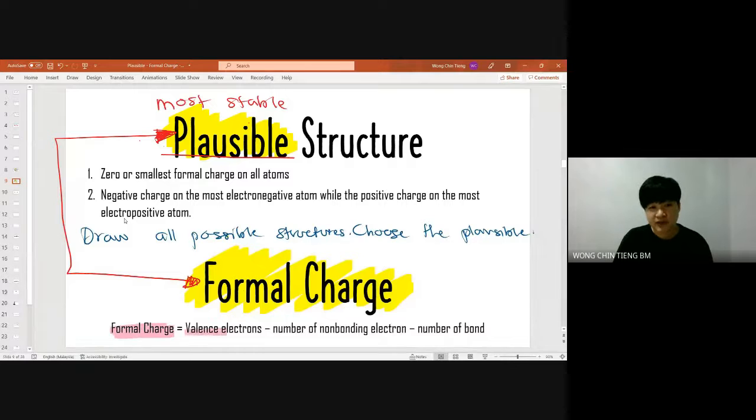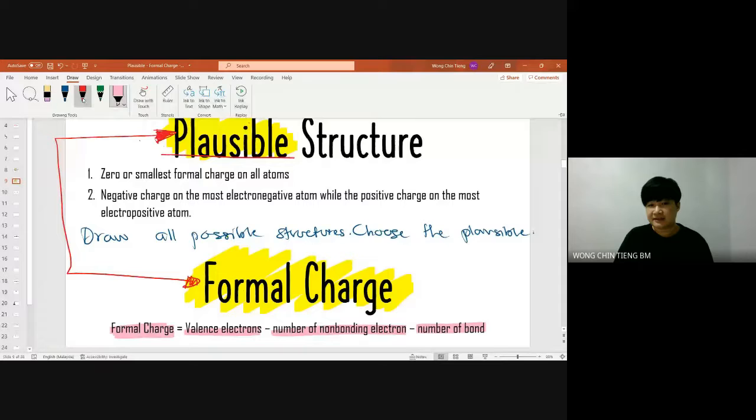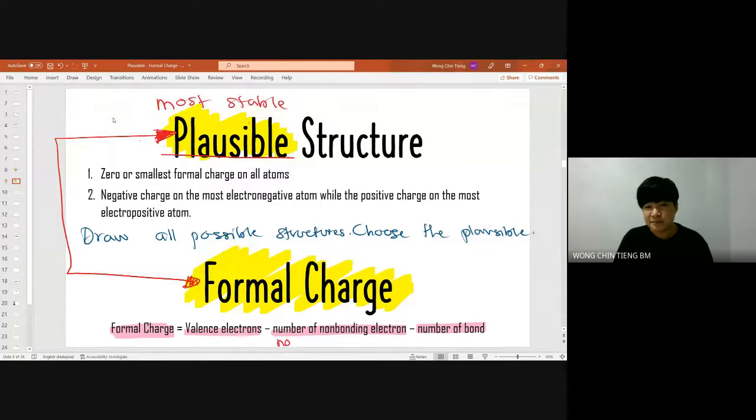Formal charge equals to valence electron minus the number of non-bonding electron minus the number of bond. I have an easier sentence. Number of non-bonding electrons. Susah gila. Number of electron in lone pair. Habis cerita. Boleh. But look at my sentence, guys. I use the word number of electron in the lone pair, bukan number of lone pair.